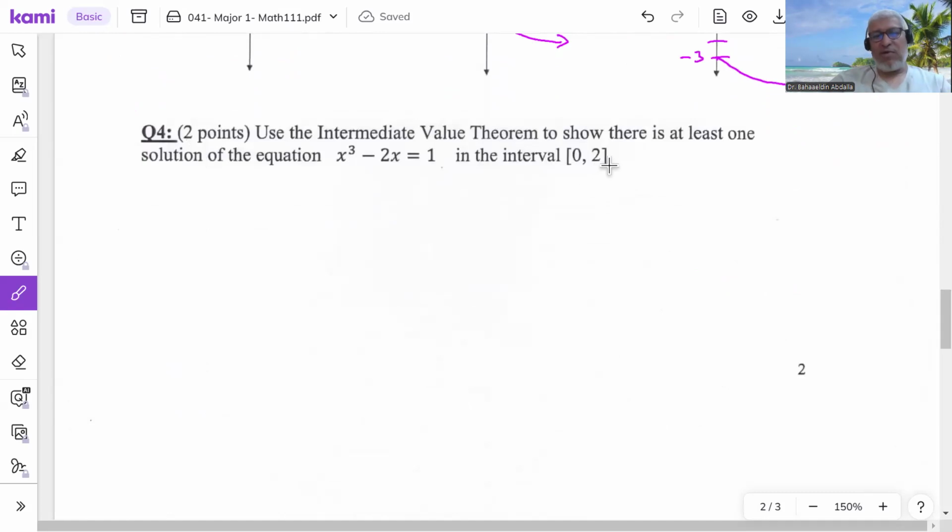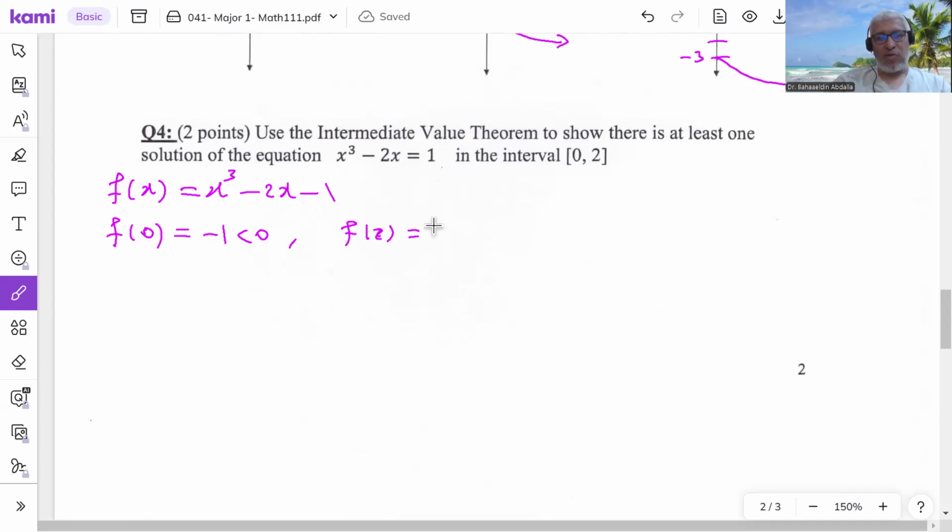Use the intermediate value theorem to show that there is at least one solution of the equation in the interval 0 to 2. We start by taking 1 to the other side and call the left-hand side f of x. And now we find f of 0. Well, f of 0 is just -1 and it's negative. And then we find f of 2. f of 2 would be 8 minus 4. That's 4 minus 1, that's 3. And it is positive.